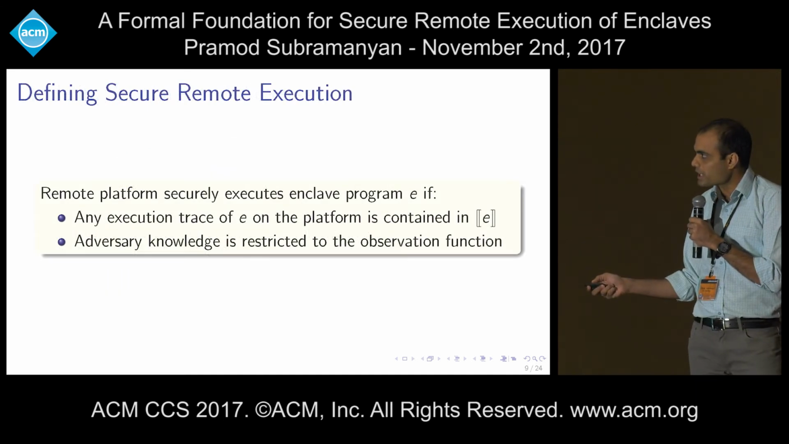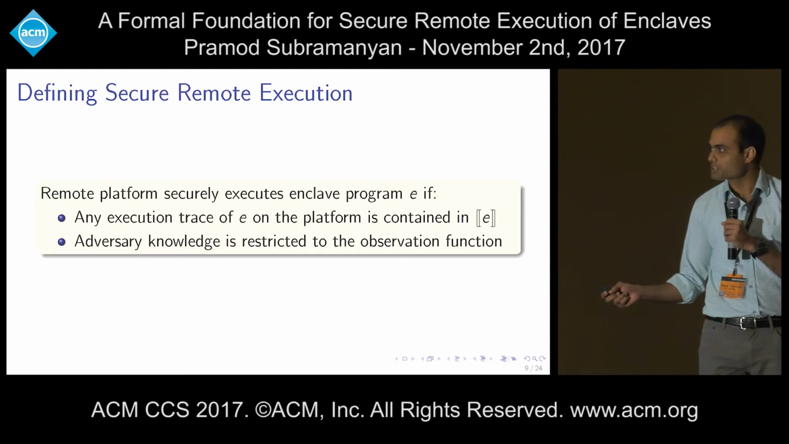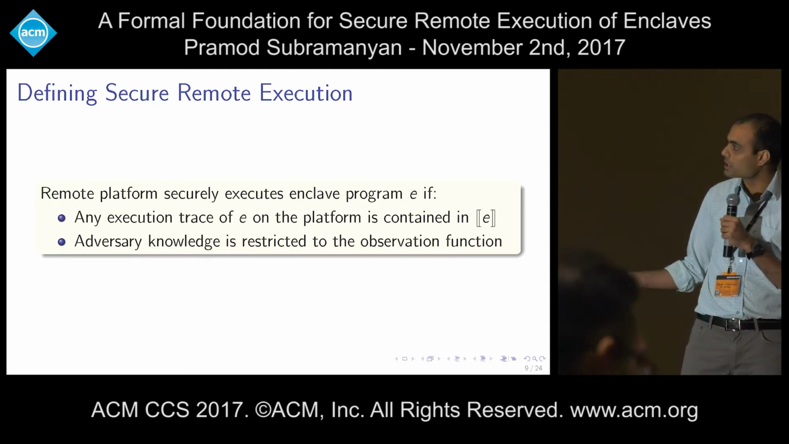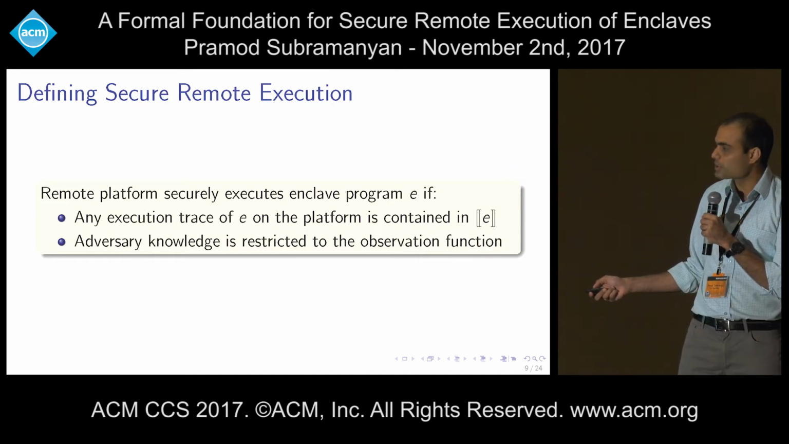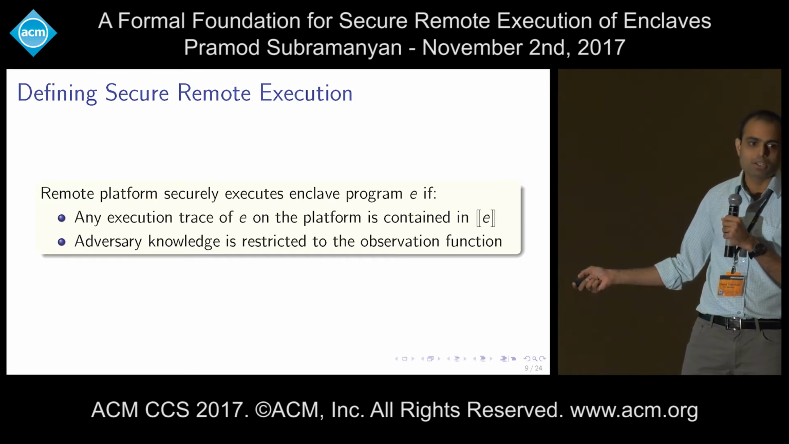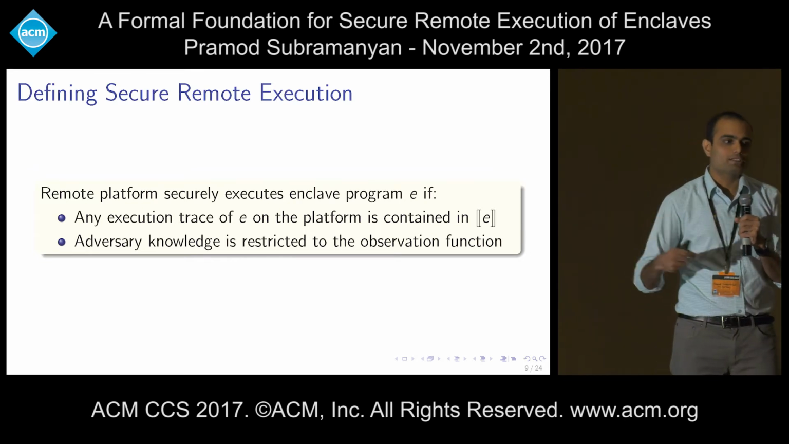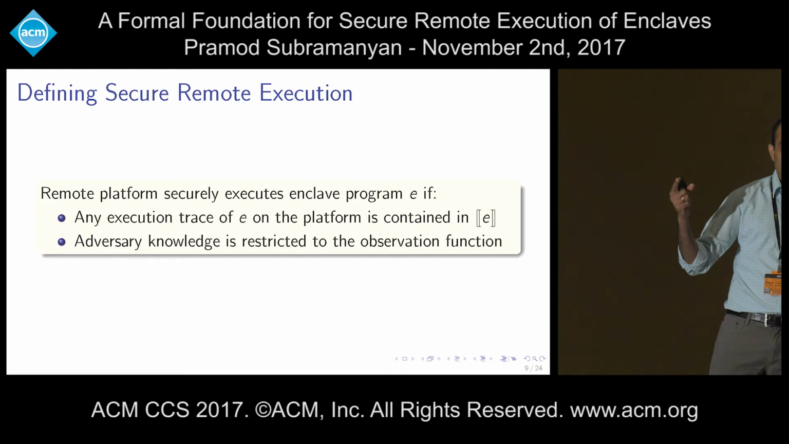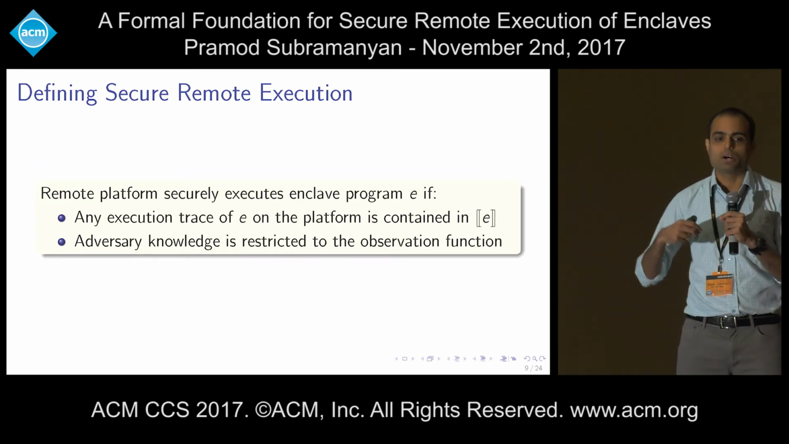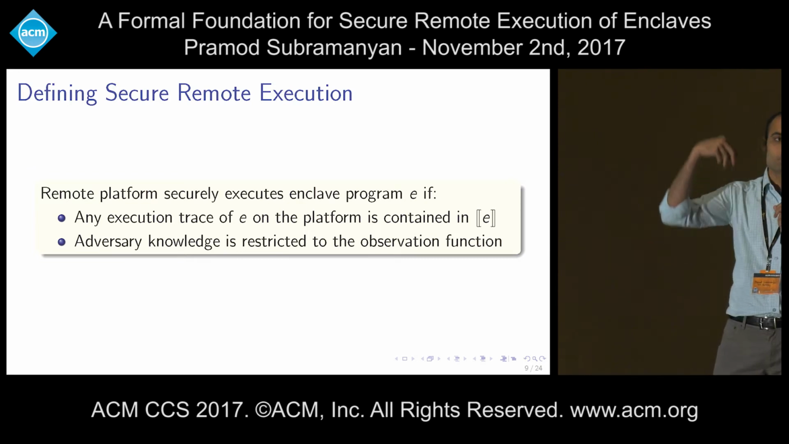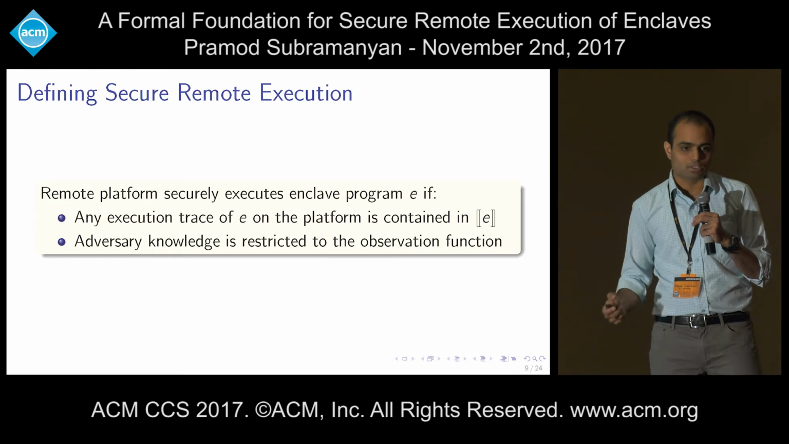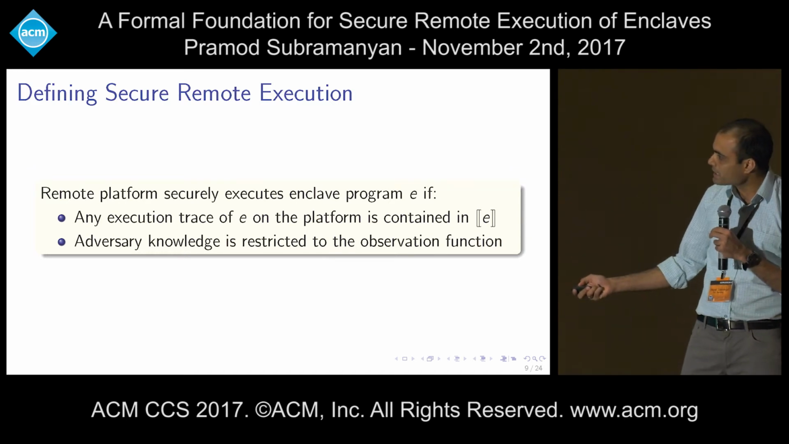But first let me define this notion of secure remote execution. A platform securely executes an enclave if every execution trace of this enclave on the remote platform is contained in traces of it. What this means is that every execution of your enclave on this remote platform is one of the executions that you would have seen without an adversary. The remote platform cannot give you new executions that you had never seen before because of the presence of the adversary. So that's the integrity guarantee.